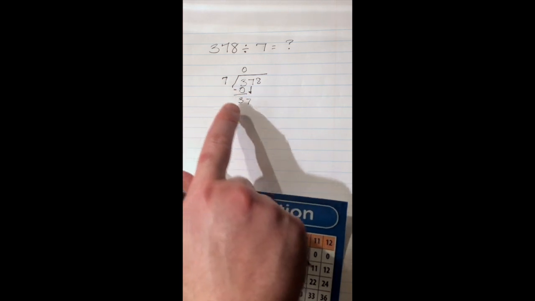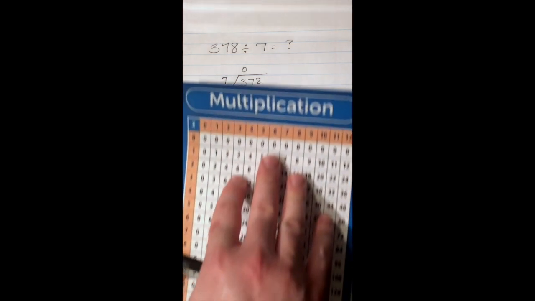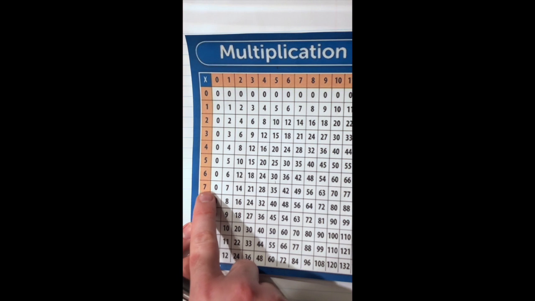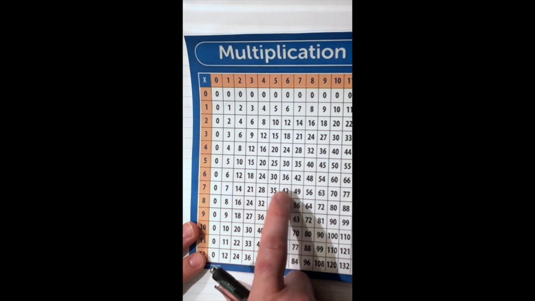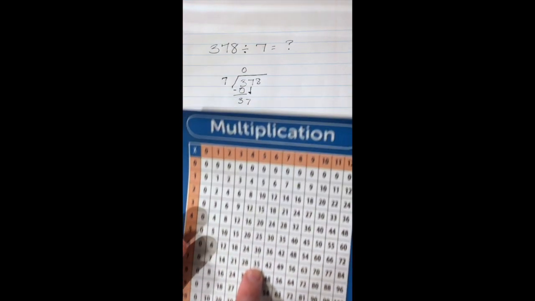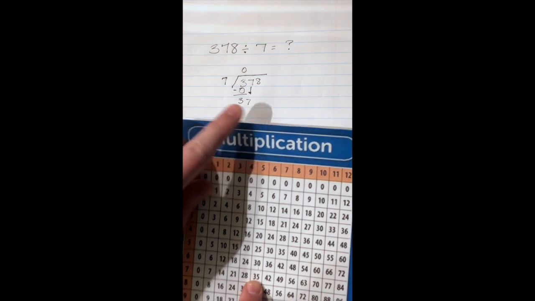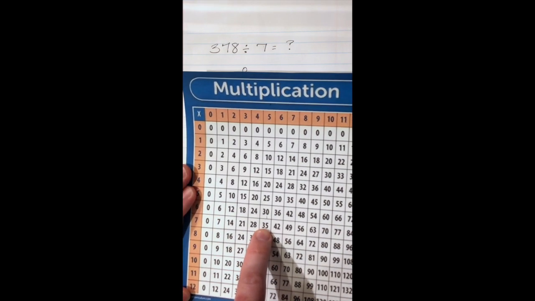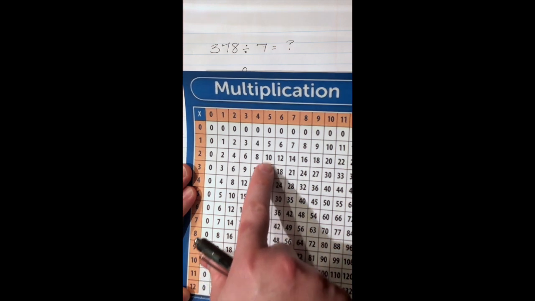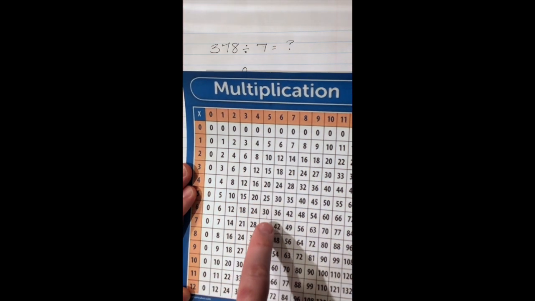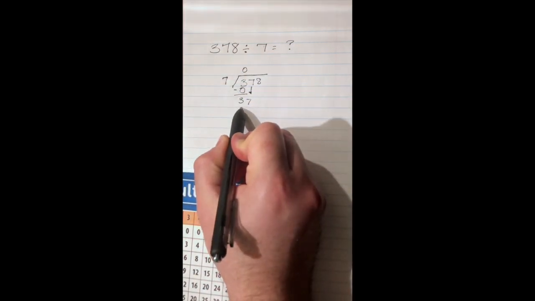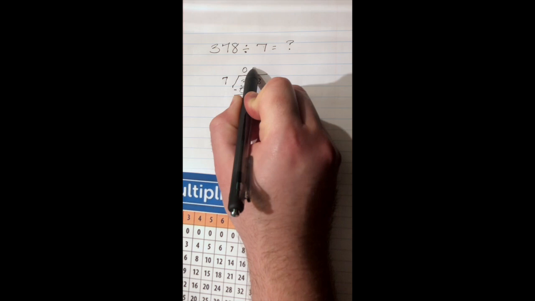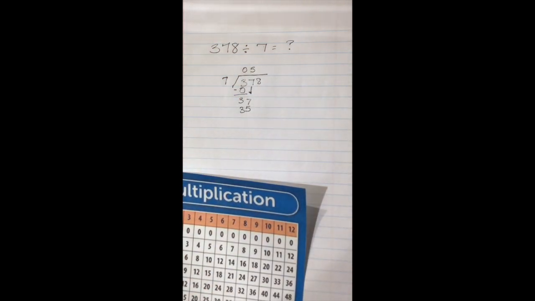On track 7, what's the closest to 37 I can get? So track 7, let's travel. Oh, 35 is pretty close, but 42 is too far. So that means I have to use 35. I can't go past 37, remember? So I'm going to write 35 on the bottom, and what's on top? 5. So I'll write 35 on the bottom and 5 on the roof, right above the 7.